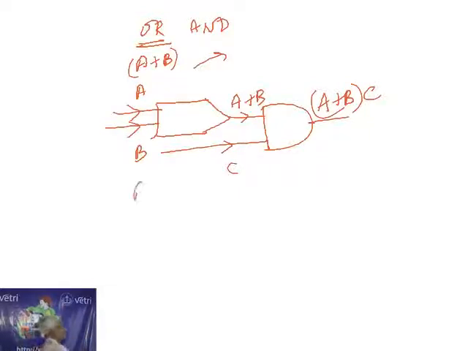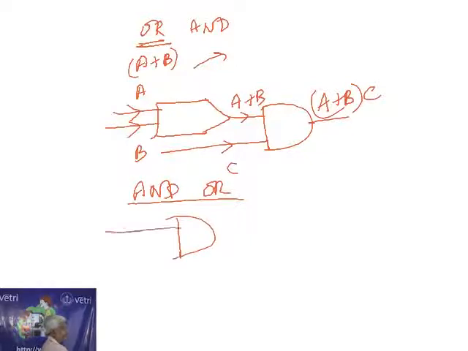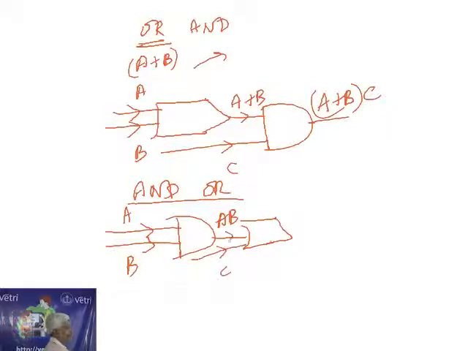Similarly, the AND OR combination is also there. First we have the AND gate with two inputs, A and B. The output is AB. This may be connected to the OR gate with another input, C. The output is AB plus C. What is the difference? In the first case we add first and then multiply; here we multiply first and then add.